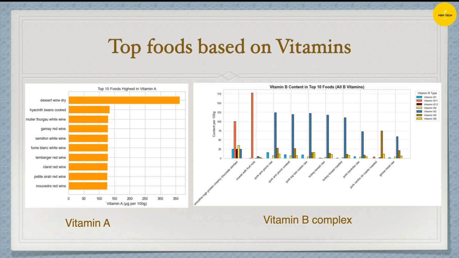Then let's come to vitamin B. I had data on various B vitamins, like vitamin B1, vitamin B2, and so on, which made it complex to plot the graph. So I combined all of the B vitamins and plotted them according to the different food groups. Over here we see that the high protein creamy chocolate slim fast is the highest among all kinds of vitamin B's, followed by fruit nuts, then pork, and then all sorts of meat like pork and turkey.